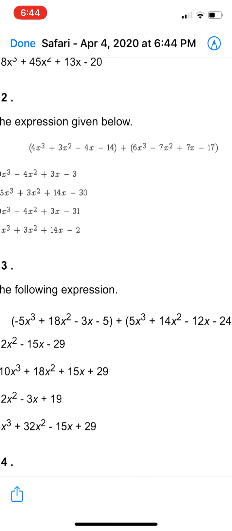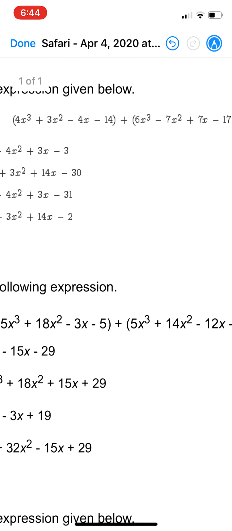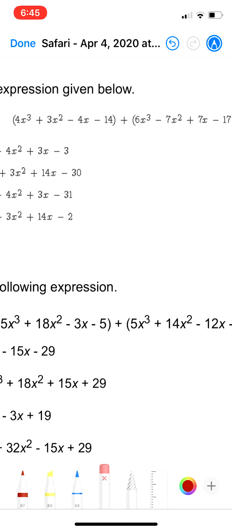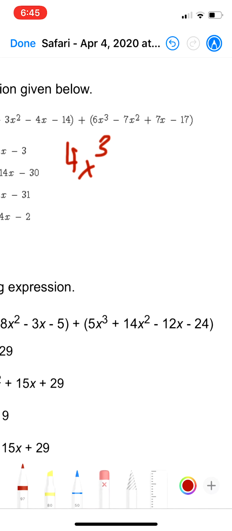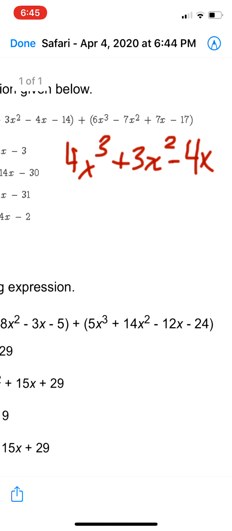So for this very first problem, I like to stack mine. What I do is I'll take my first quantity and I'll just remove the parentheses. So we have 4x to the third. So I'm just writing 4x to the third plus 3x squared minus 4x minus 14.